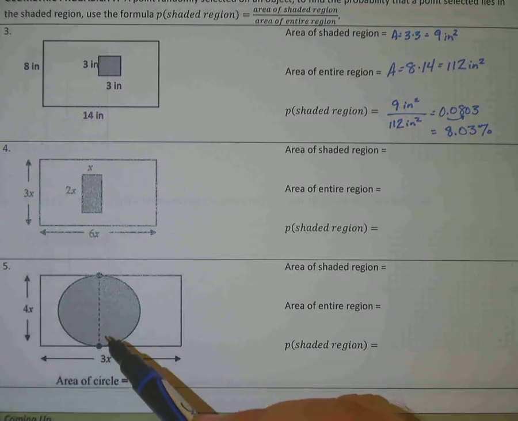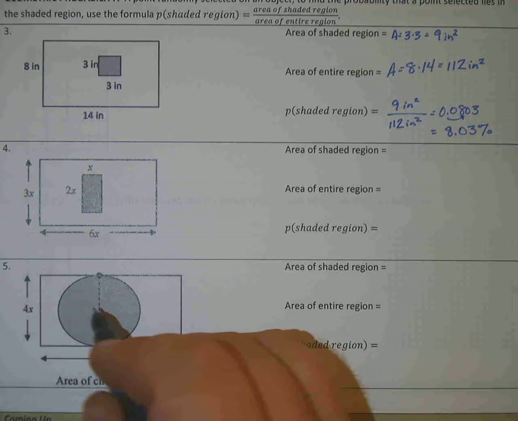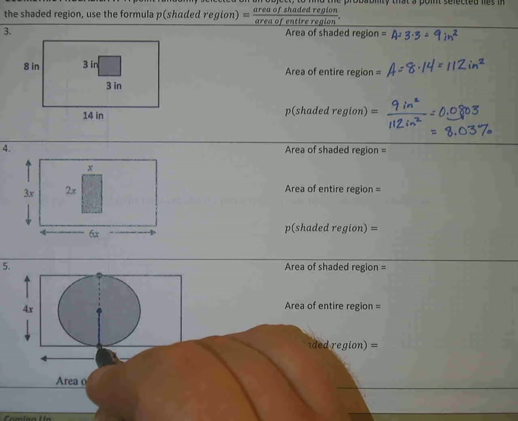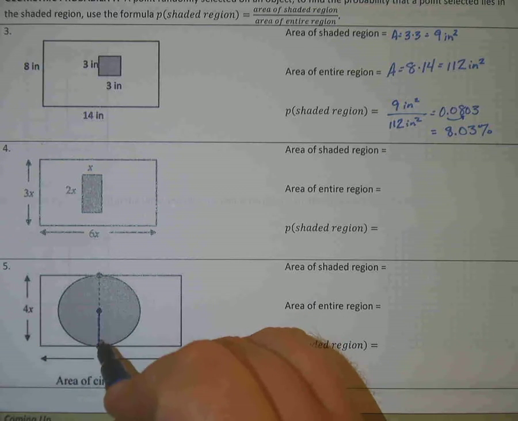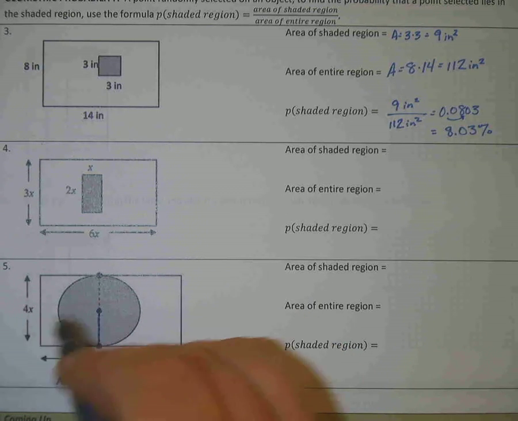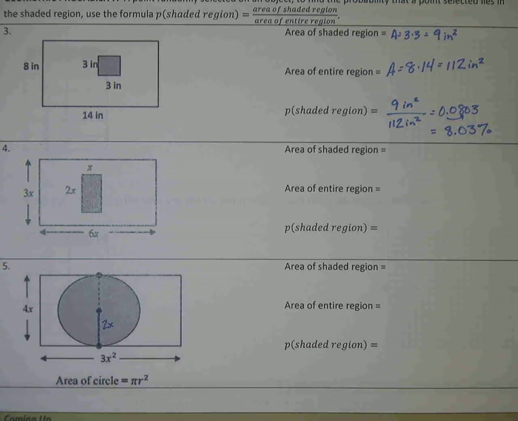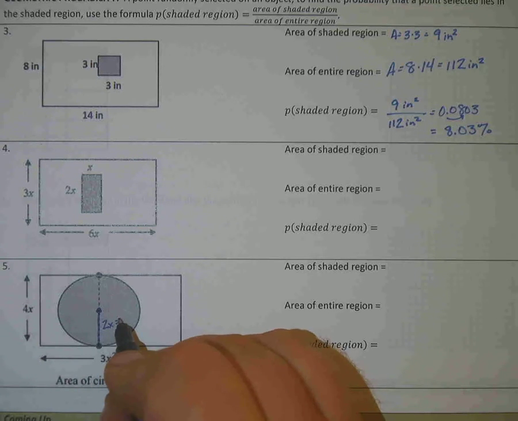In this last one, I just want to point out one thing. This is a circle. It may or may not look like it, but it is. One thing that you'll need is the radius. The radius is the distance from the center to the perimeter of the circle. And since this entire stretch is 4x, this is going to be 1/2 of 4x, or 2x. So your radius will be 2x.